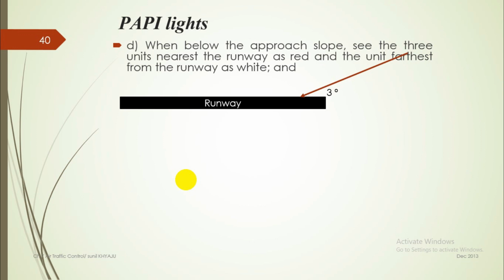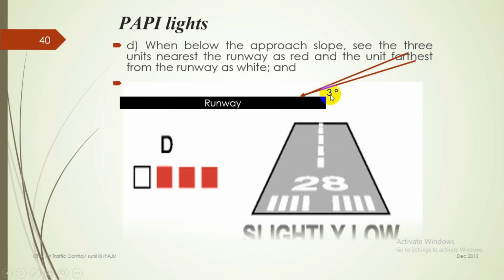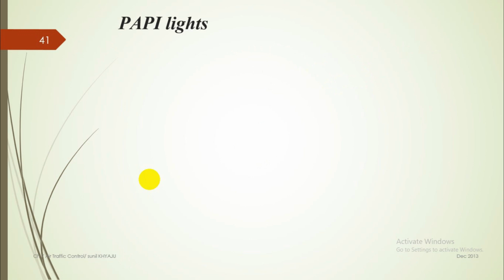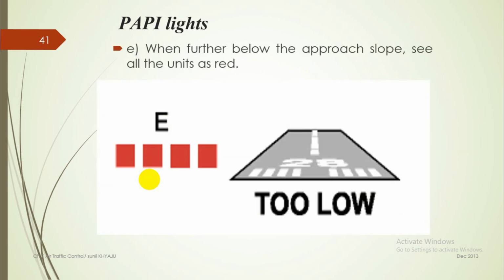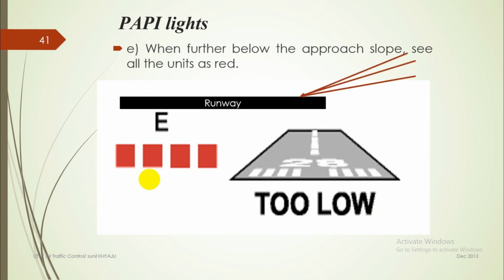Similarly, when an aircraft is approaching the runway below the correct angle of descent, that is less than 3 degrees, the pilot sees three red lights and one white light. Similarly, when the aircraft is approaching far below the correct angle of descent, that is 3 degrees, the pilot sees all four PAPI lights red.